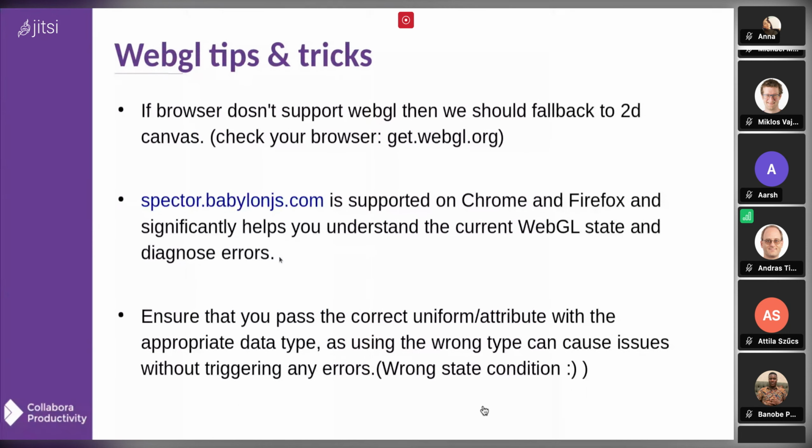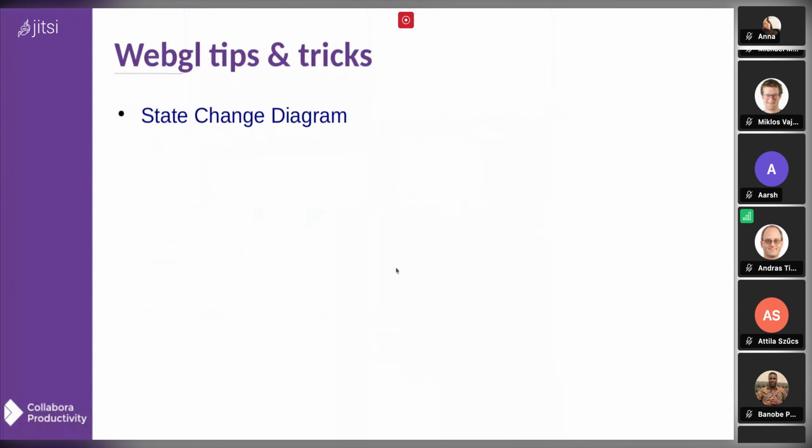Spector.js is a Chrome tool and Firefox tool, which actually helps us to identify the WebGL states and diagnose errors. So if you are writing shader code, maybe you can try it out. Whenever you are playing with this WebGL code and you forgot to pass a uniform or attribute, you might go into some wrong state that causes an error, and that might not be shown in the console as well. So keep in mind that your uniforms and attributes are passed properly.